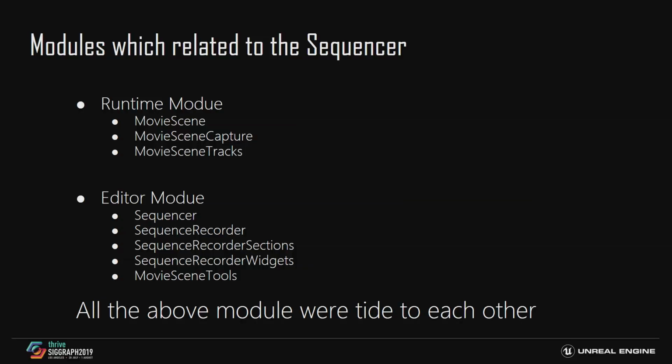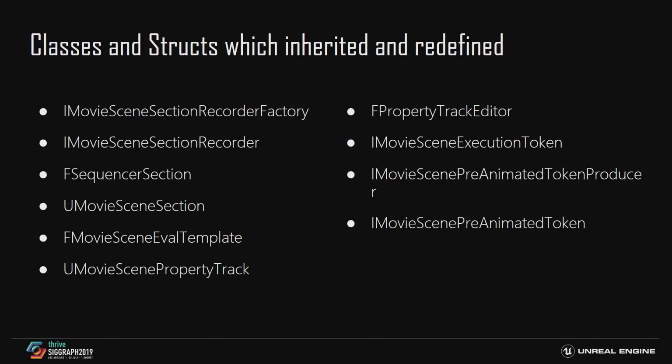Anyway, with this scary API, I could find some sequencer-related modules, and also found out that all these modules are really tied together. So we had to be really careful, because if we touch it badly, we can ruin everything. Also, we had to inherit it and redefine these classes.